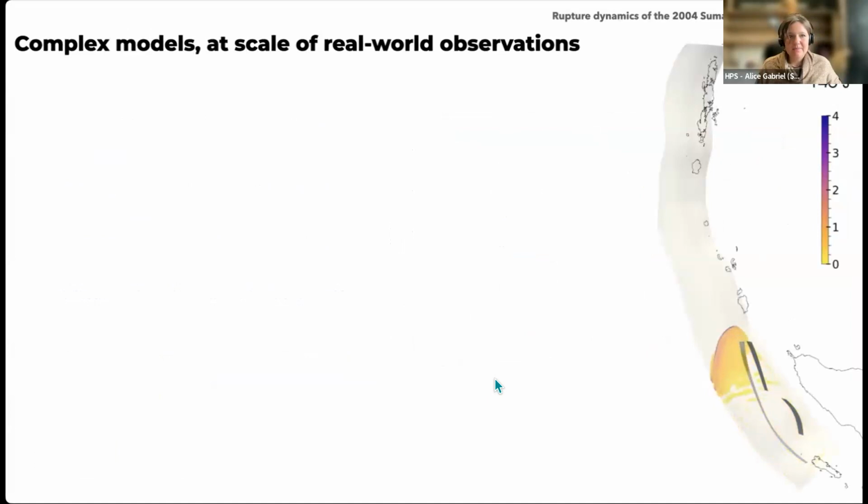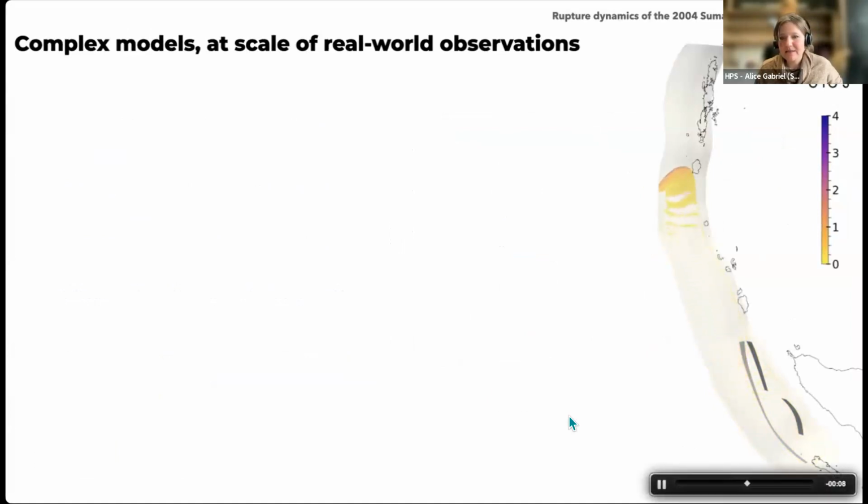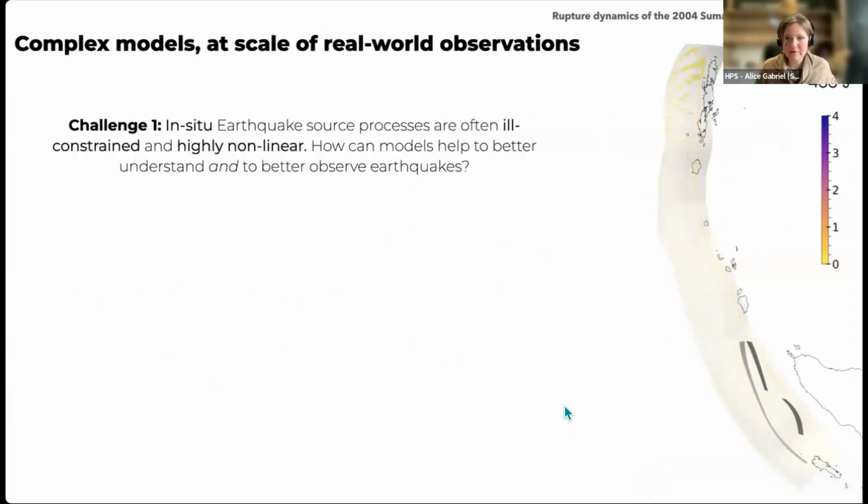We can build these models at the scale of real observations. The simulation that's running here is one of these rupture dynamic scenarios of the 2004 Sumatra megathrust earthquake. If we want to do that, there's a couple of challenges. The first one is that earthquake source processes are not easy to measure in situ. In fact, they're often very ill-constrained, plus highly nonlinear, because we have this nonlinear interaction with waves, and also the friction laws themselves are typically nonlinear.